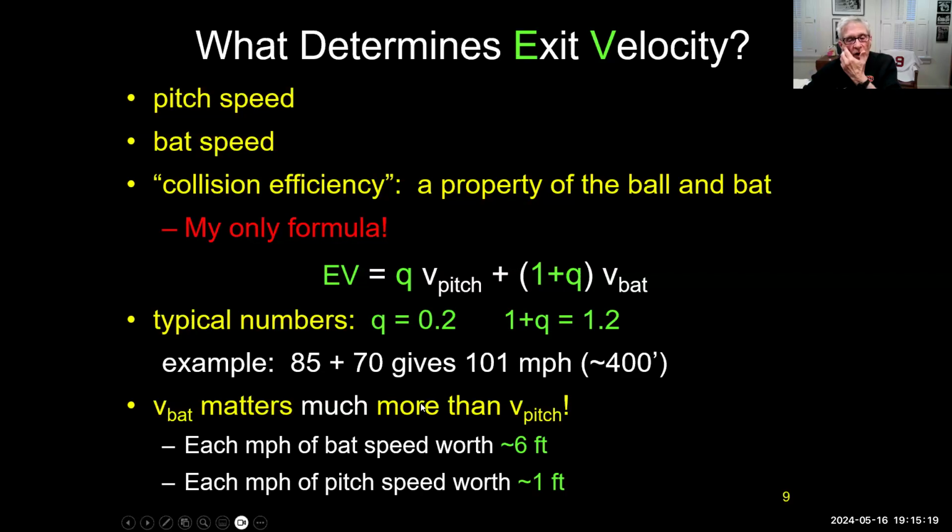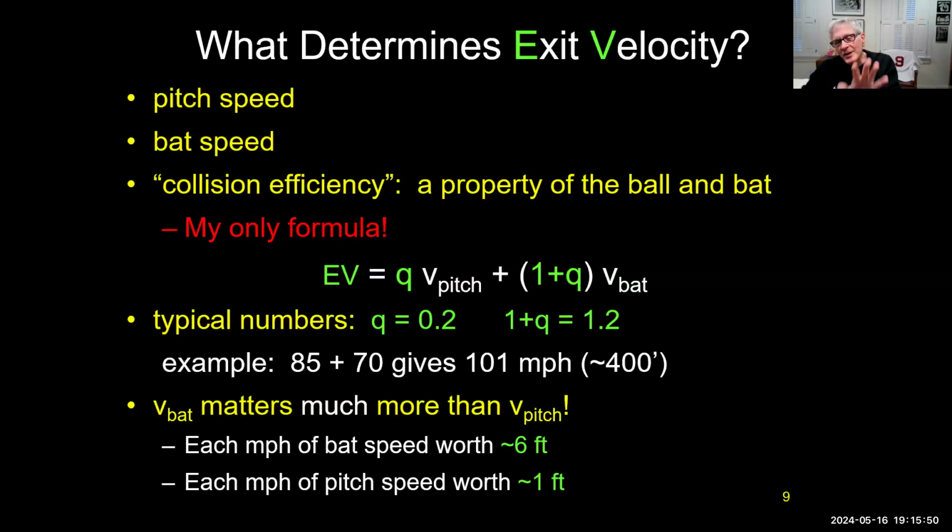Now, the other thing you want to notice is that because 1 plus Q appears in front of the bat speed and only Q appears in front of the pitch speed, the bat speed matters much more than the pitch speed in determining the exit velocity. Each mile per hour of bat speed is worth about an extra 6 feet on a long fly ball, whereas each mile per hour of pitch speed is worth 6 times less than that, about 1 foot.